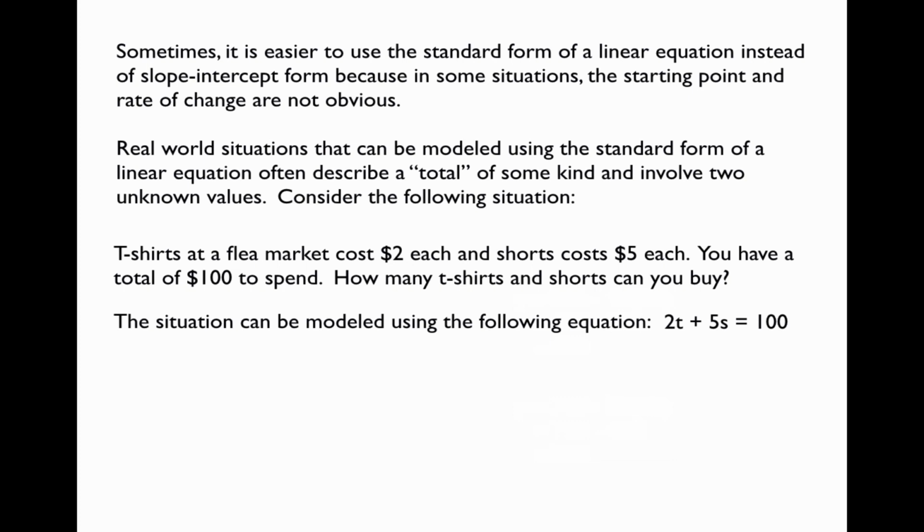Consider the following situation. T-shirts at a flea market cost $2 each, and shorts cost $5 each. You have a total of $100 to spend. How many t-shirts and shorts can you buy? The situation can be modeled using the following equation: 2t plus 5s equals 100.